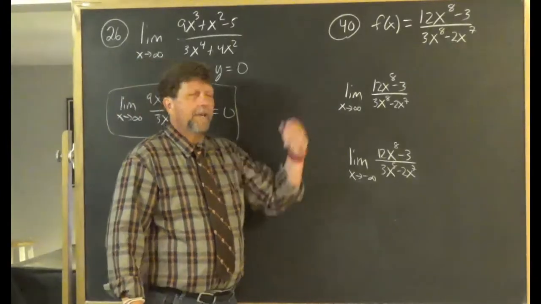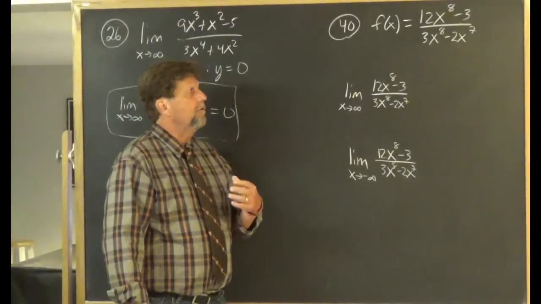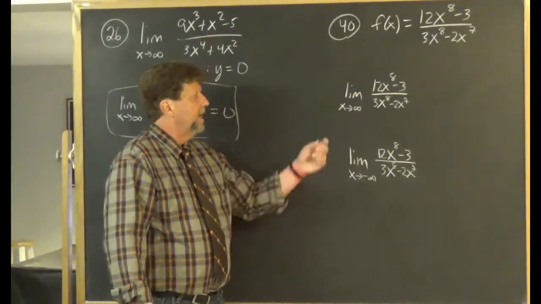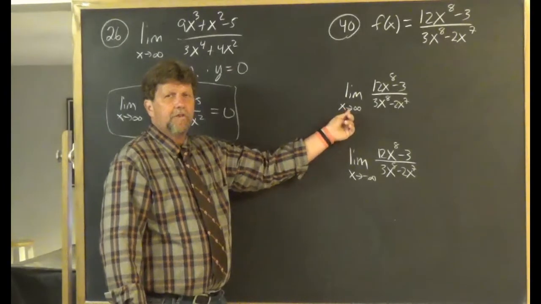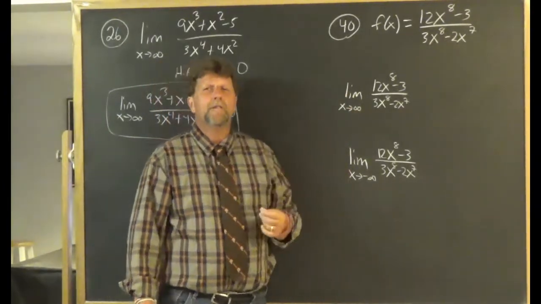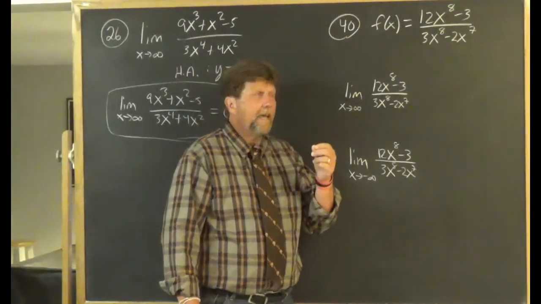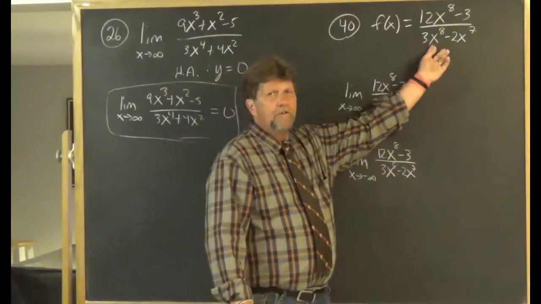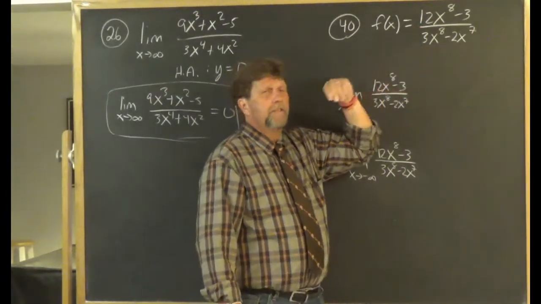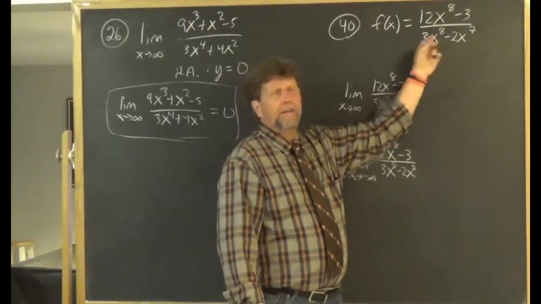In 40, you were given the function 12x to the 8th minus 3 over 3x to the 8th minus 2x to the 7th. And you were asked to find the limit as x approaches infinity of the function and the limit as x approaches negative infinity of the function. So I look at the function and I say, hey, this is a rational function. It's a polynomial over a polynomial. The degree of the numerator is 8. The degree of the denominator is 8.